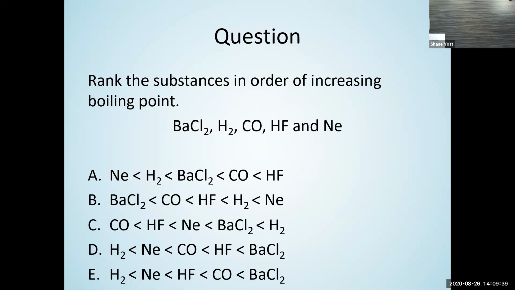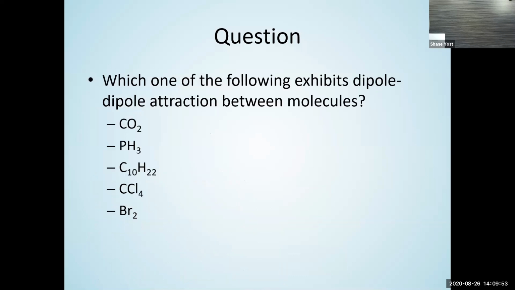And then if you have two molecules with similar molecular size, you have stronger dispersion forces the more linear the molecule is versus the more spherical the molecule is. Okay? All right. So which of these molecules will have dipole-dipole attractions between themselves? Between CO2 with CO2, PH3 with PH3, C10H20 with C10H20, and so on and so forth.